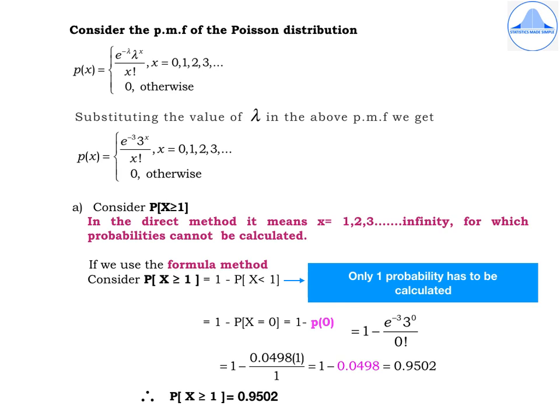which is 1 minus e to the power minus 3, which will be 0.0498. 3 to the power 0 will be 1 and 0 factorial is 1. So it simplifies to 1 minus 0.0498, which is 0.9502. Or in other words, the probability of getting at least one defective pin is 0.9502.